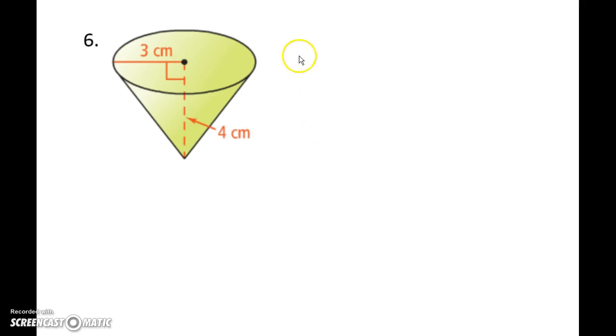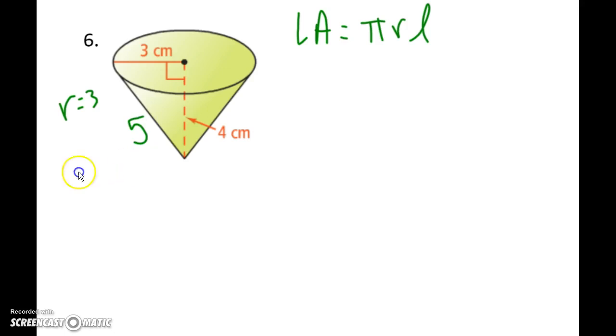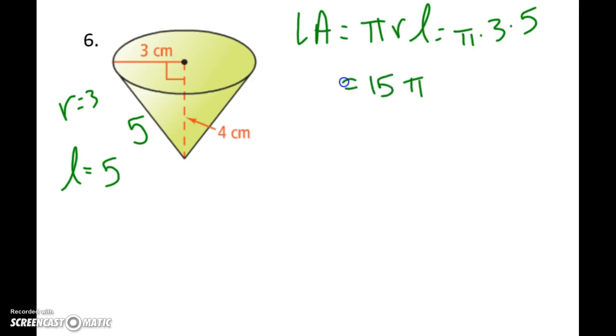All right, here I want to get lateral area, which is pi rl. Well, I know that r is 3 in this picture. I don't have l. But what I do have is a really beautiful right triangle, where one side's 3, one side's 4. That's a 3, 4, 5 triangle. The hypotenuse must be 5. So my L is 5. So when I plug in, I get pi times 3 times 5. Lateral area is 15 pi.